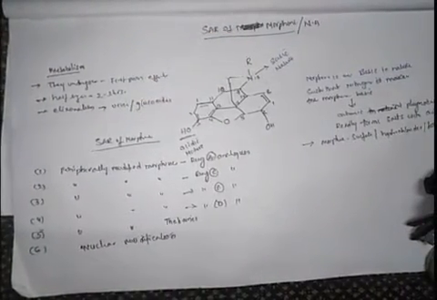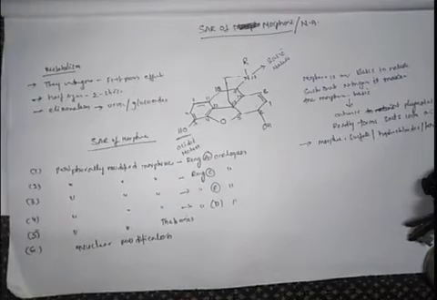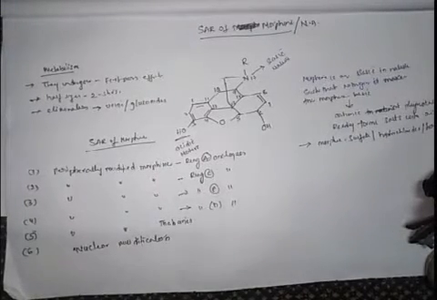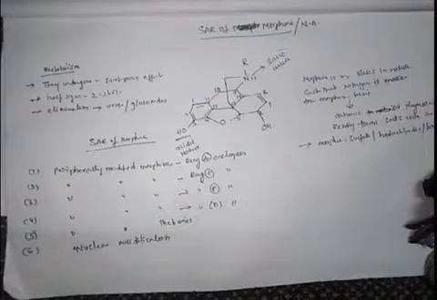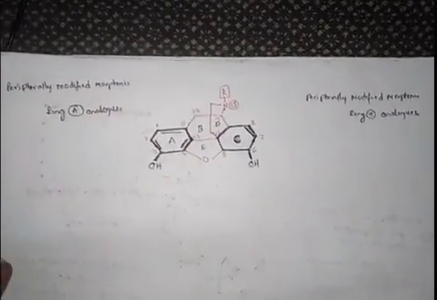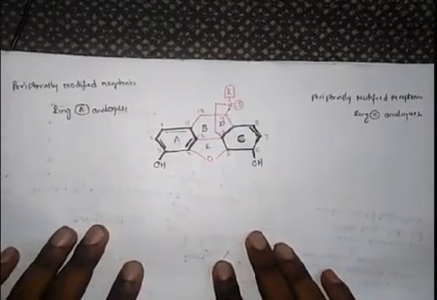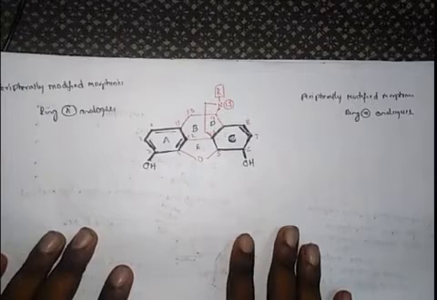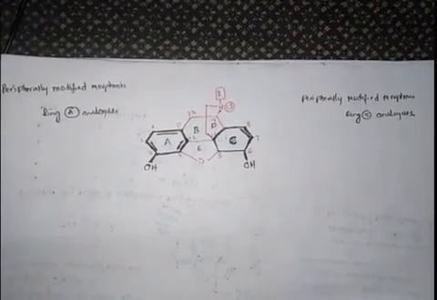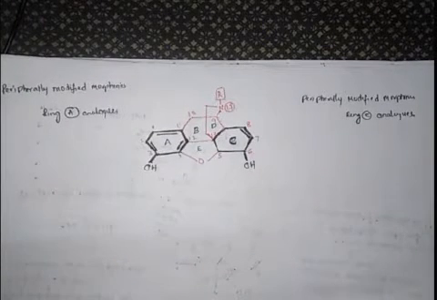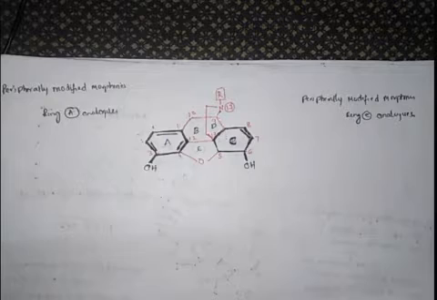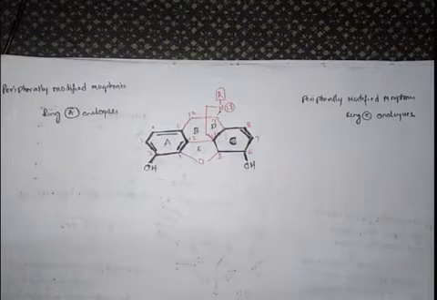First, we will discuss the peripherally modified morphines, such as ring A analogs, followed by ring C analogs. What are the possible modifications we can make on morphine to enhance activity, and what are the modifications which make morphine less active?